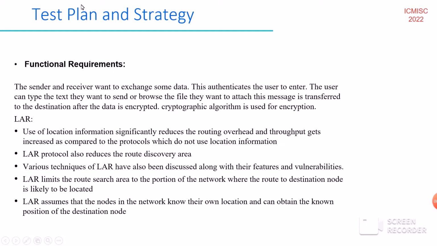Test plan and strategy. These are the functional requirements: the sender and receiver want to exchange some data, so this authenticates the user to enter. LAR uses GPS, the Global Positioning System, to locate nodes. This reduces the route discovery area, and LAR limits the route search area to the portion of the network where the route to the destination is likely to be located. So this helps us in delivering the message sent by the sender in minimal time.